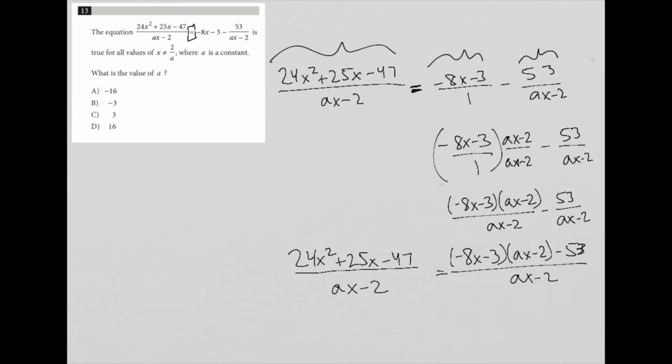All right, now that I have the same denominator on both sides of the equal sign, and now I have a single fraction, if they're truly equal, then we should have a match for the numerator and the denominator. I have ax minus 2 on both denominators, so that's taken care of. Those are already matched. They're already equal. So what I really need to do is figure out how do I make the numerators equal to each other?